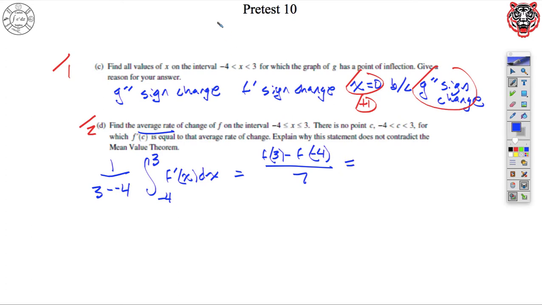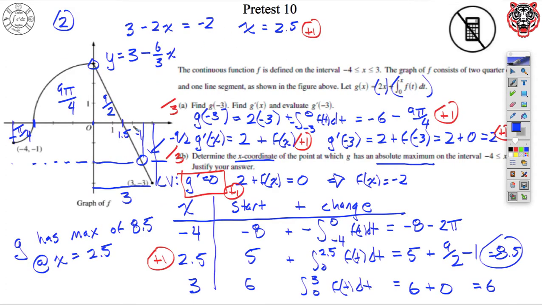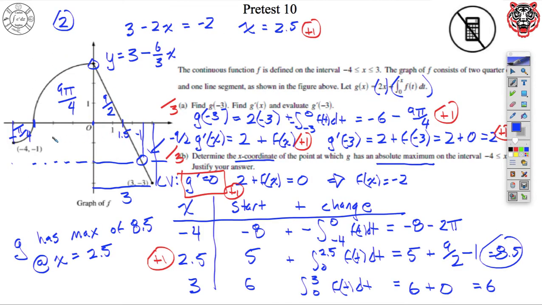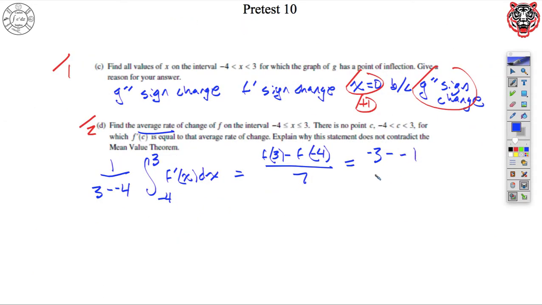So what is f of 3? Let's come over here. F of 3, if I plug that in, that's negative 3 for the y-coordinate. So it's going to be negative 3 minus f of negative 4. Negative 4 has a y-coordinate of negative 1. So another negative, negative, all divided by 7. And that's going to be 3 plus 1, which is negative 2/7. All right, so that's the first part.